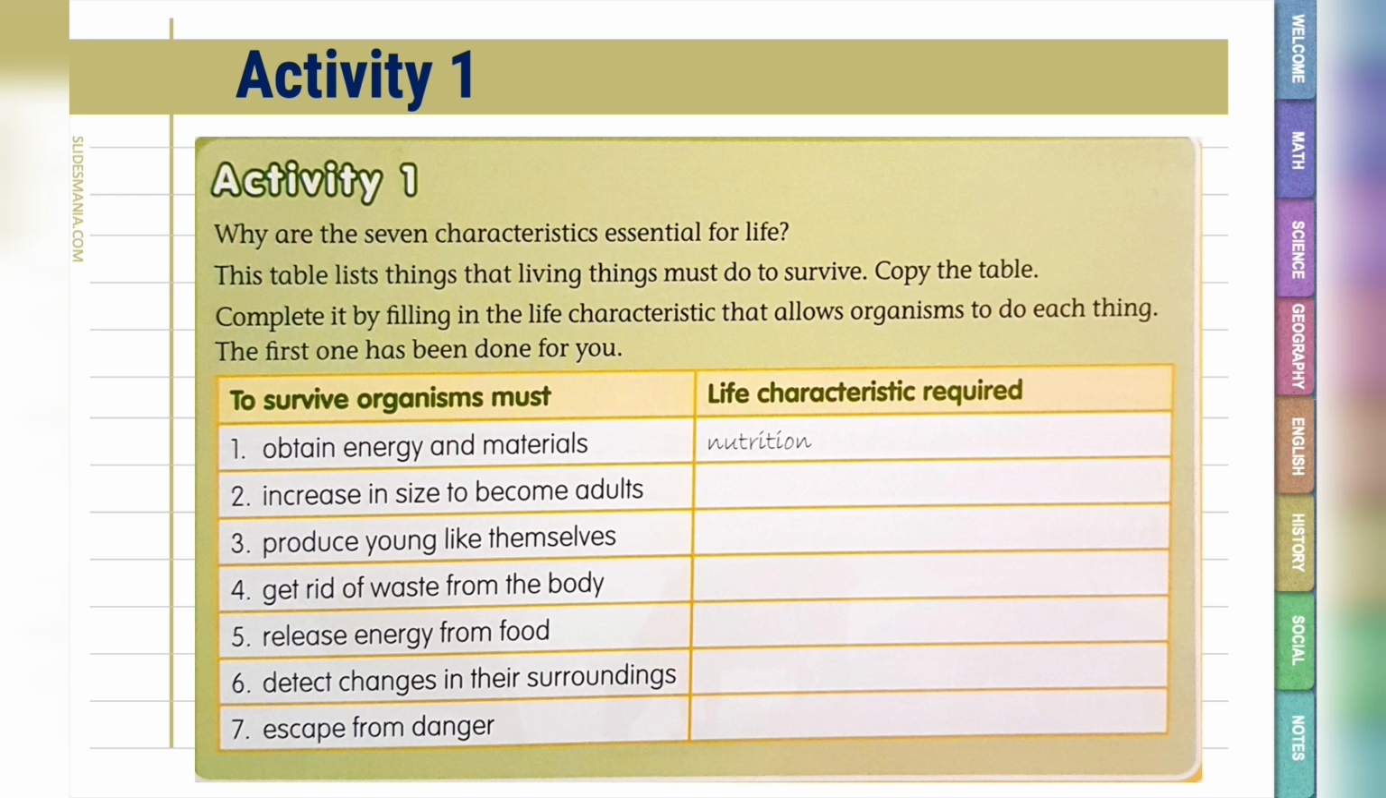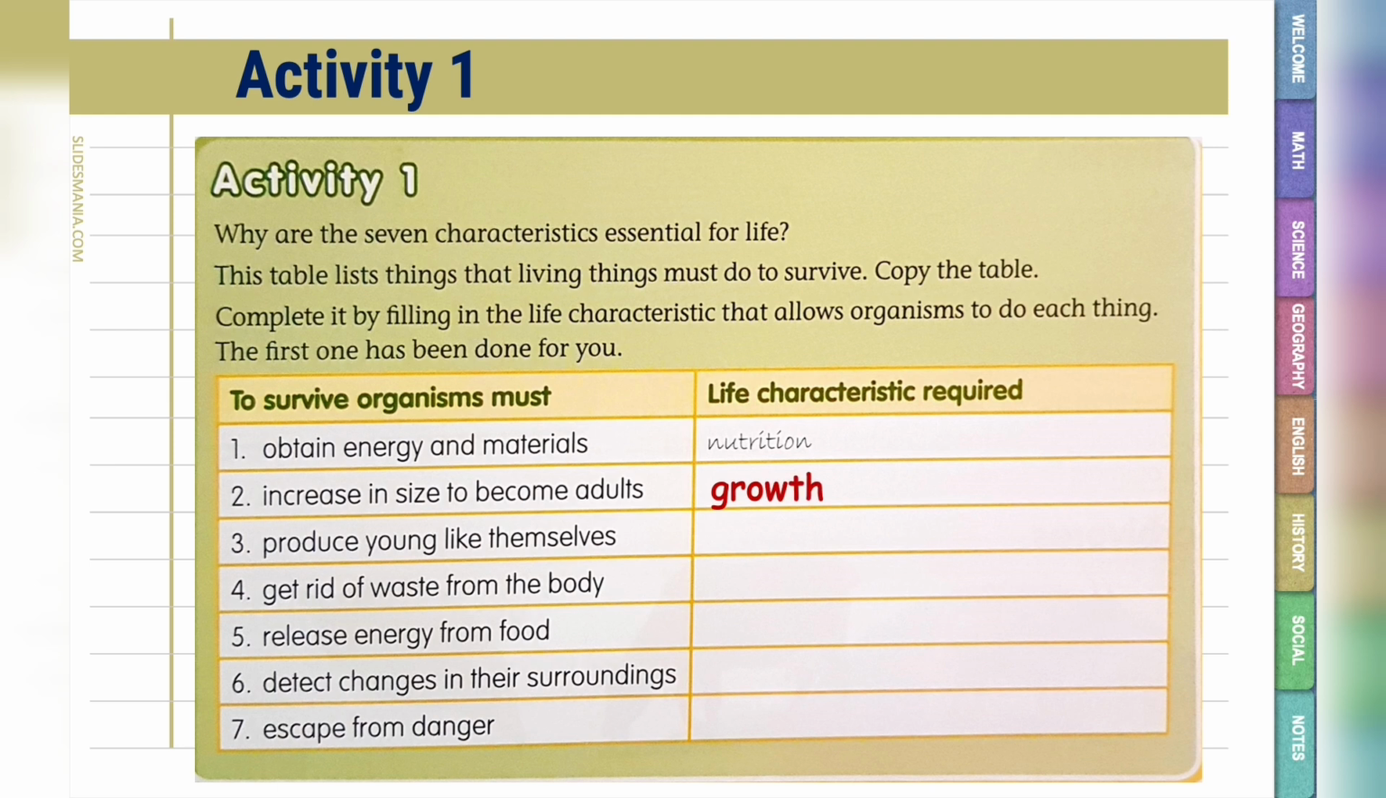We learned the 7 life processes, or the 7 characteristics essential for life. Now here you have a table. In the first column it shows to survive the organisms must do something. Now we need to find what life process it is and write it down. The first one is done for you already. Obtain energy and materials. It is nutrition. Now increase in size and become adults. So from small you're becoming big. Yes, it is growth because it's growing.